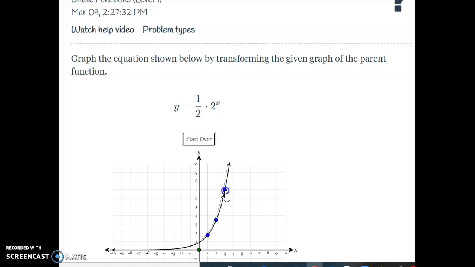So if I pull this one directly down to 4, do you see where it was? It just pulled straight down. It didn't go right or left. Let's do that again. You can see it's right there on 3, 8, and I'm going to pull it straight down to 3, 4. I'm not going to move to the right or the left. I'm just going to pull it straight down. So it is now 1/2 the height that it was before.